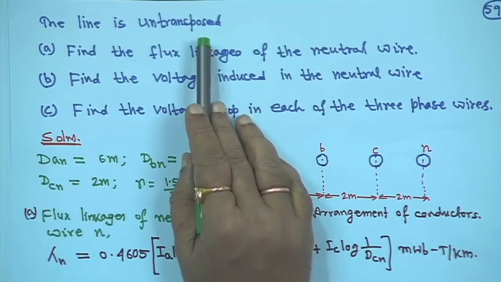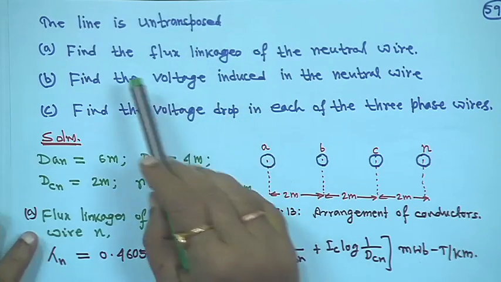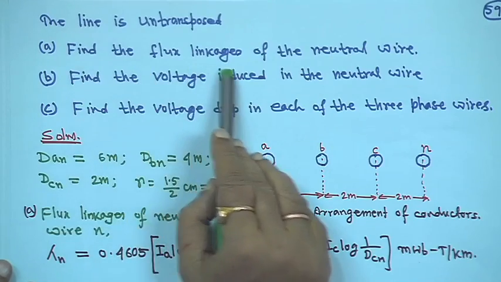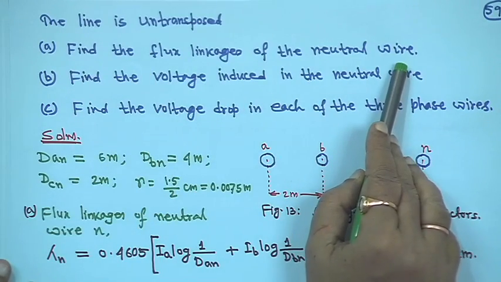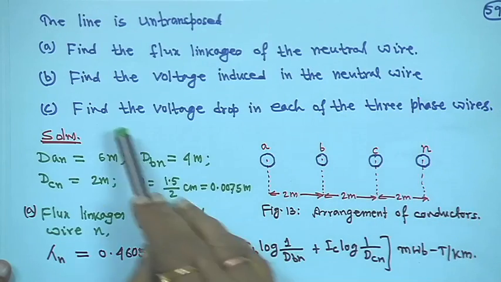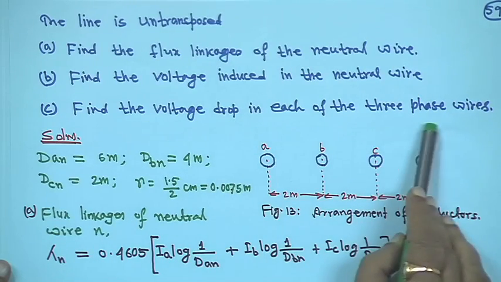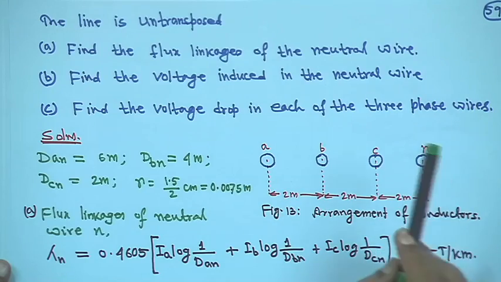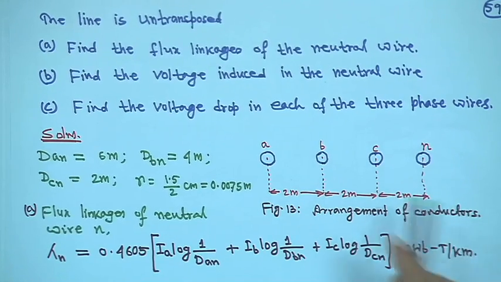Given that the line is untransposed, you have to find the flux linkages of the neutral wire, find the voltage induced in the neutral wire, and find the voltage drop in each of the 3 phase wires. First is the diagram, which is on the horizontal plane.